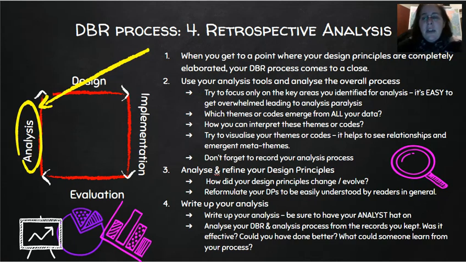But this is the point where you now start saying, how do I see the big picture? How do I start thinking about design principles for affecting change to my particular problem? So my problem is teaching change and how to change teachers' pedagogies to use technologies in different ways. So when I get to a point where my design principles are fully elaborated, I've stopped my iteration, I do my retrospective analysis, then I want to say, when I analyze the overall process, which themes and codes emerge from the overall process, and how can I interpret these themes and codes, and how can I visualize them?